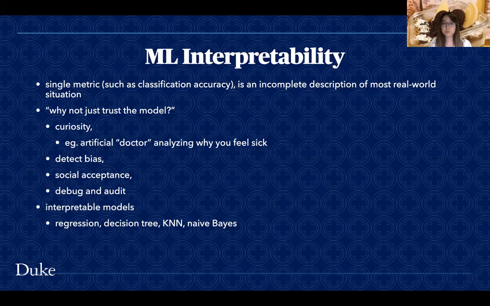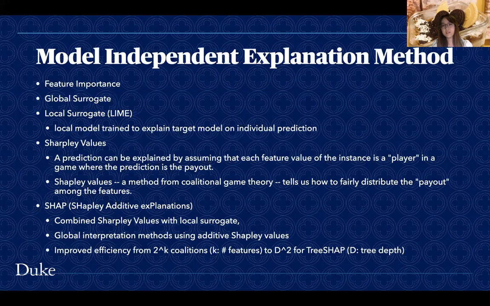I will first introduce machine learning interpretability. I think it's an interesting topic because a single metric is an incomplete description of the situation, and there are many reasons why we cannot just trust the model, for example, curiosity, model bias, etc. And I will also introduce model-independent explanation methods a little bit.